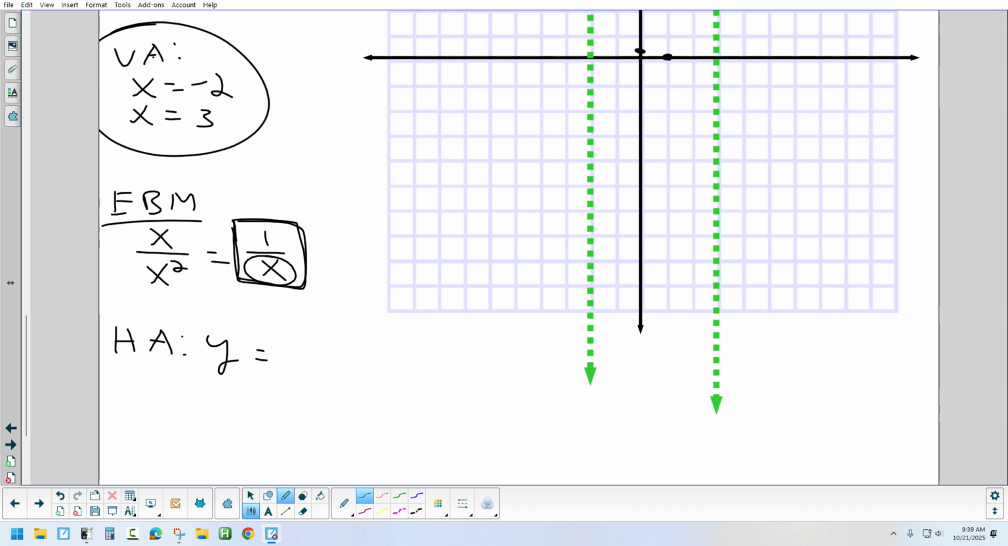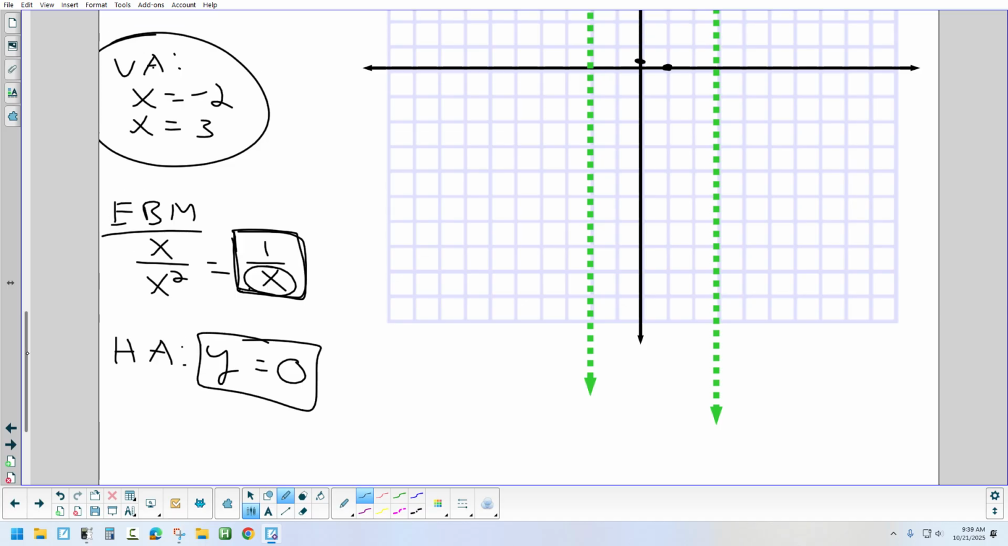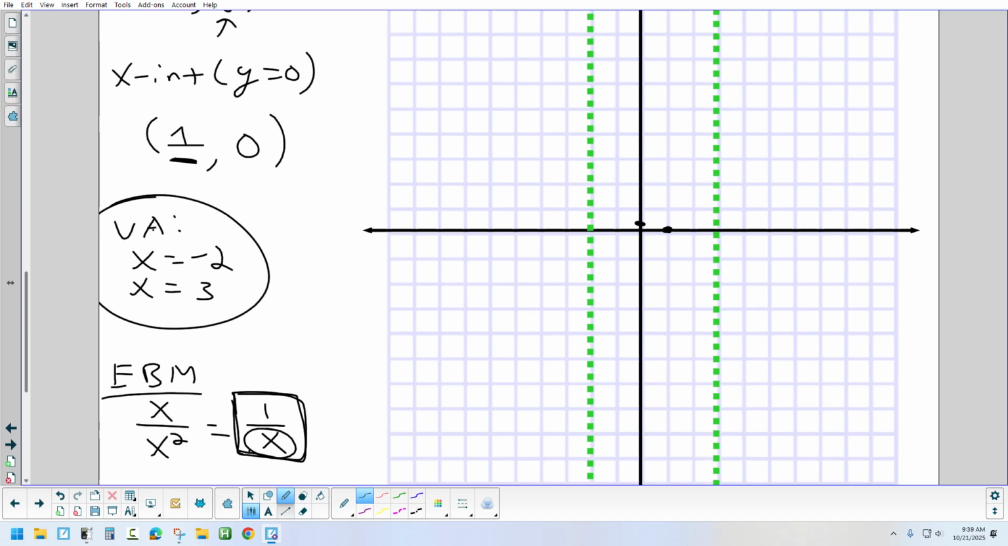It's going to get smaller and smaller because the denominator is getting bigger and bigger. And it's going to get smaller and get close to what number? 0. Yep. So there is your horizontal asymptote. So let's put that in. So the horizontal asymptote is y equals 0. And remember, we had a point right here. I kind of covered it.